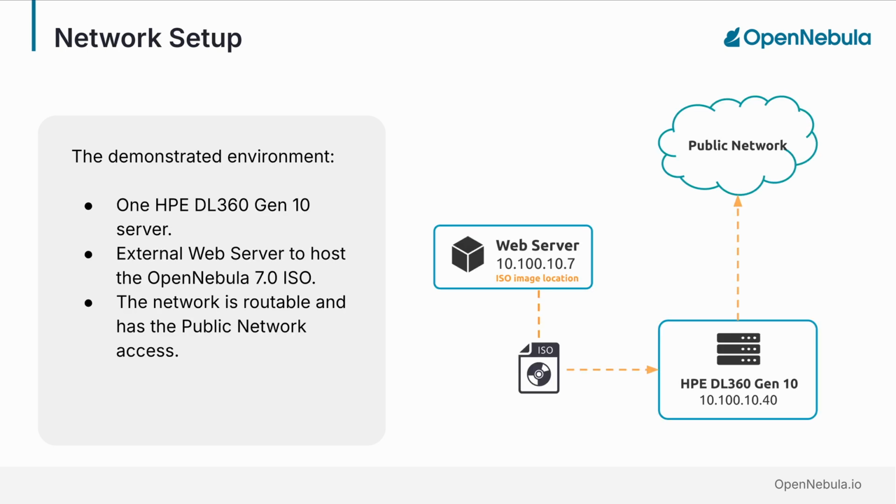Additionally, the environment has a dedicated web repository that is hosting the OpenNebula 7.0 ISO image. The network is routable and is connected to the public network. This type of architecture is ideal for demonstration and evaluation scenarios. You can add more hypervisors and expand the environment should you need to.